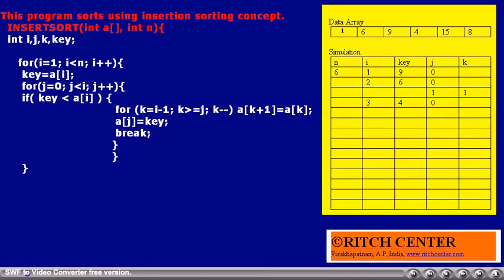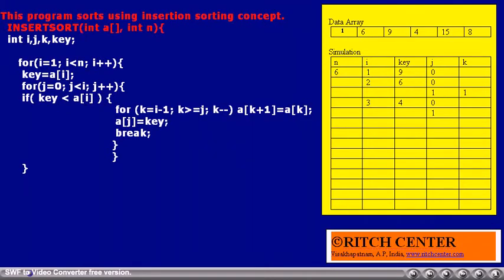J value is 0, a of j is 1. Is key less than 1, that is 4, less than 1? No. J value is now 1, a of j, that is 6. Key, is it less than 6? Yes. Thus, we are supposed to insert 4 before 6. For doing this, we have to move the element 9 by 1 unit, right? And then 6 by 1 unit, right? And then 4 can be inserted.